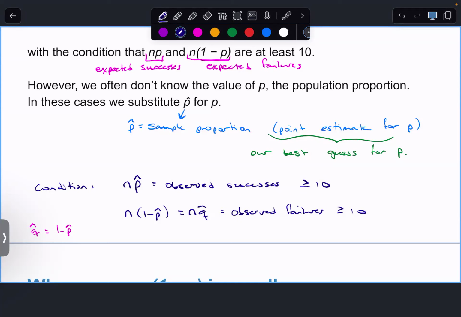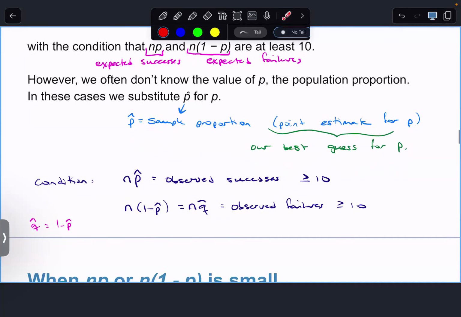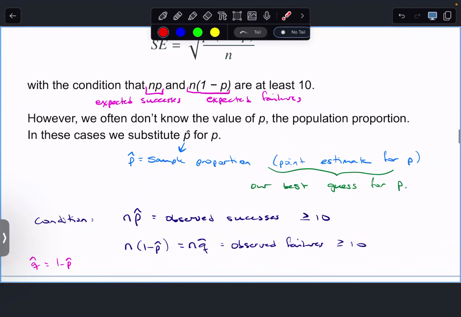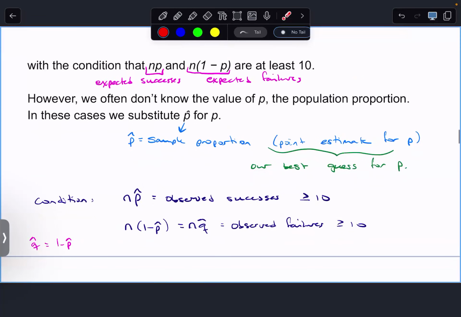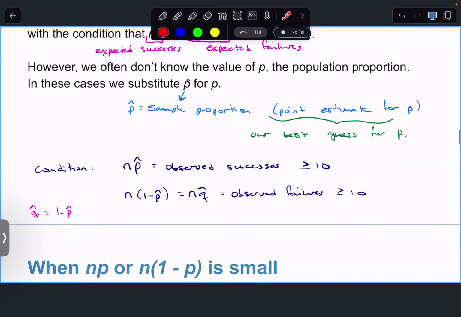Might be too much to take in now, but I'll say it anyways. This is the condition that we're going to check if we're building a confidence interval. Whereas if we're doing a hypothesis test, we're going to have a hypothesized value for P, and then that's when we would use it. Okay. But maybe that was too much. For now, it's okay. I haven't checked in a while. Any questions? Hopefully you would just ask. Okay.